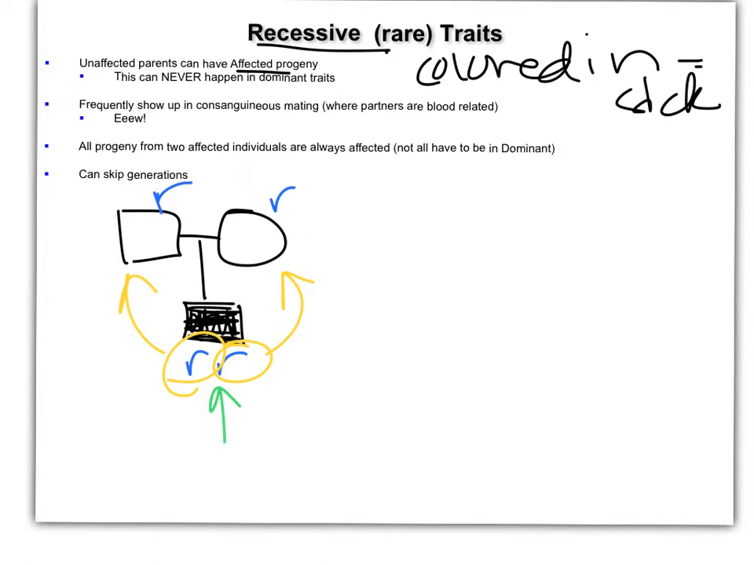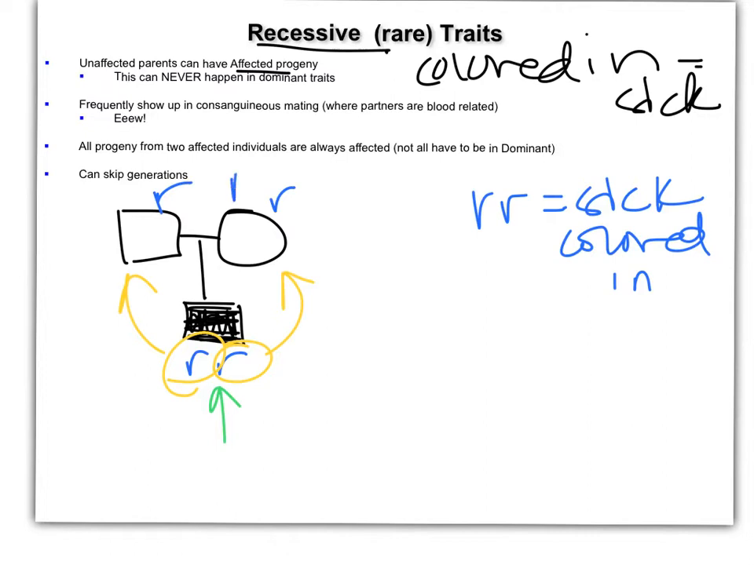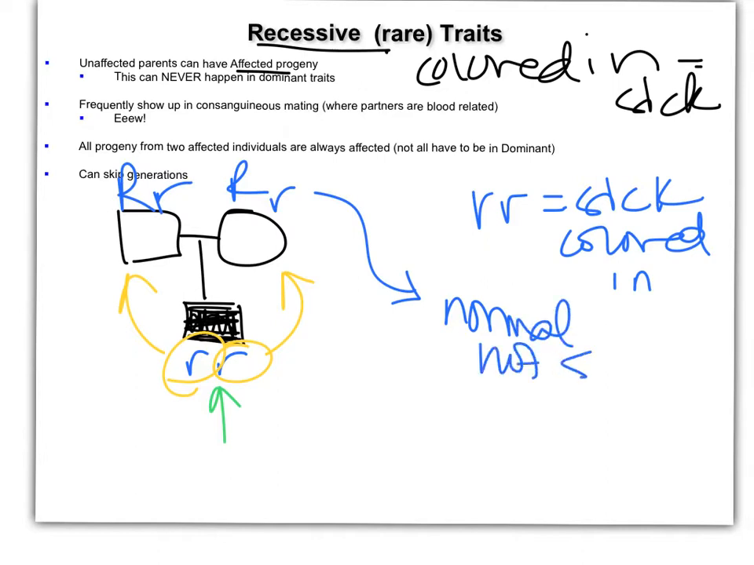And now they're not sick, so they're not colored in. So they can't be little r, because little r equals sick, or colored in, solid, whatever you want to call it. So the parents can't be that. So what do they have to be? Well, if they're not little r, they have to have a big R and a little r. And so they're heterozygous. And if you're heterozygous and it's a recessive trait, you have to look normal, not sick.